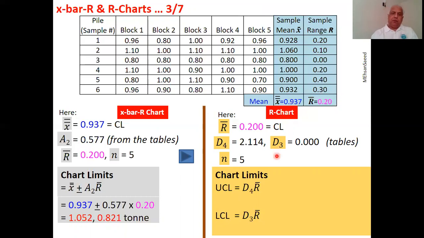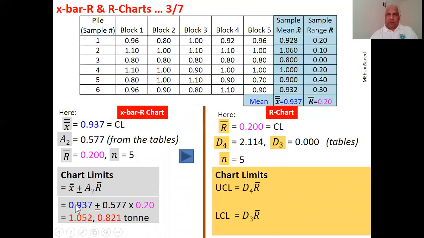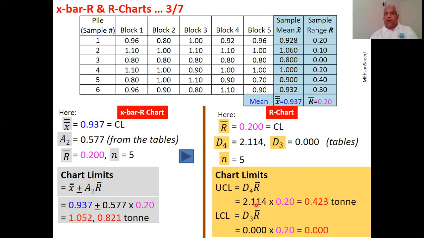So let's head back to the table again and find out the values of D4 and D3. So here we are, against a sample size of 5. We have D3 0 and D4 2.114. So we can now put in these values in the formula. D4 was 2.114 multiplied by range mean, this one here, and we get 0.4223 ton as the upper limit. And since D3 was 0, the lower control limit becomes 0.